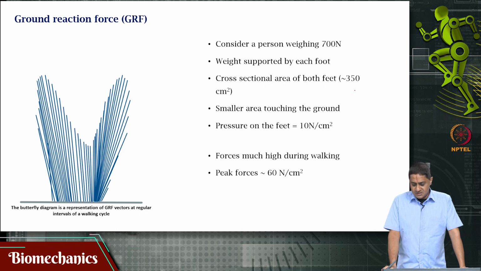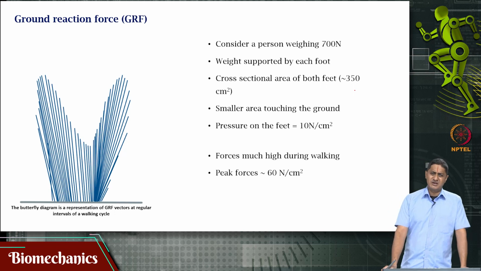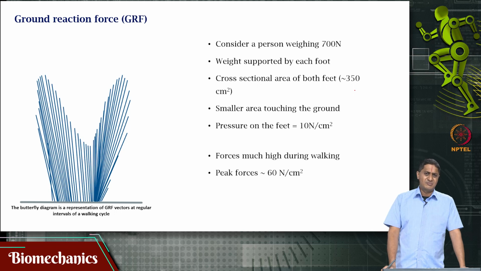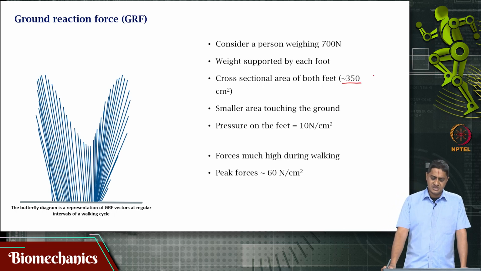A question is, what is the cross sectional area of your foot? Compute that. It varies between people, of course. Some people have large feet, some people have small feet. So the total cross sectional area of both the feet put together for an average person, for a median person, is about 350 square centimeter.